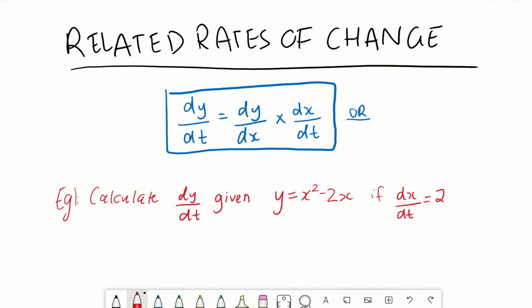Now, that formula there can be manipulated among a variety of letters. For instance, that's why I've written "or" here. We could also say something like this: dy on dx is equal to dy on dt times by dt on dx. Because if you look there, same thing's going to happen. My dt will cancel with my dt, and I'm left with dy on dx, which is what the original was. So the formula is not limited to those letters, okay?